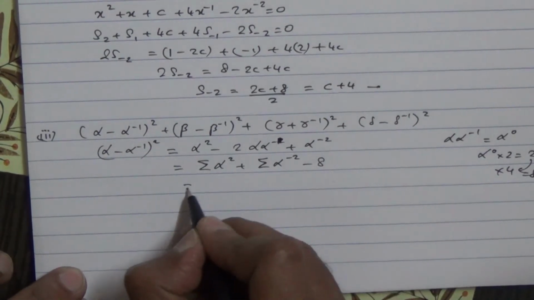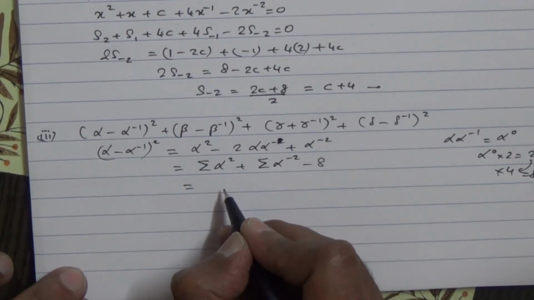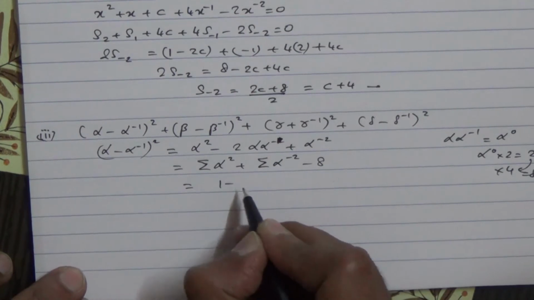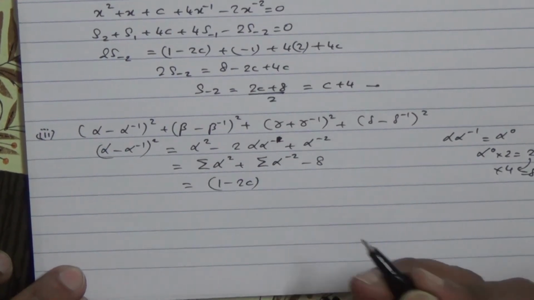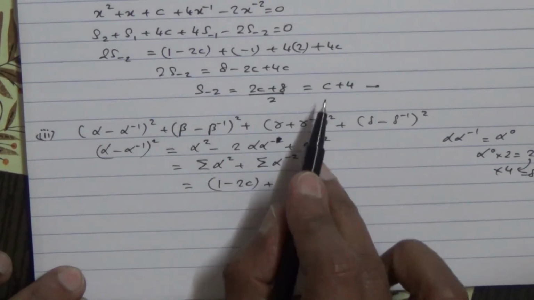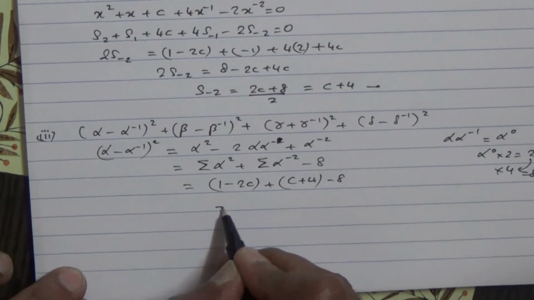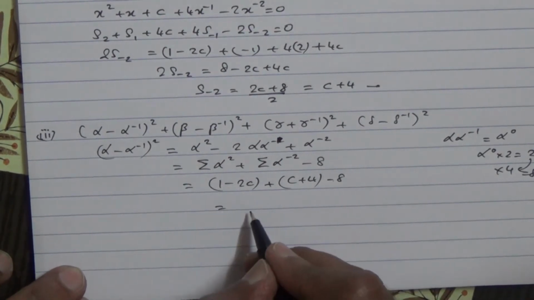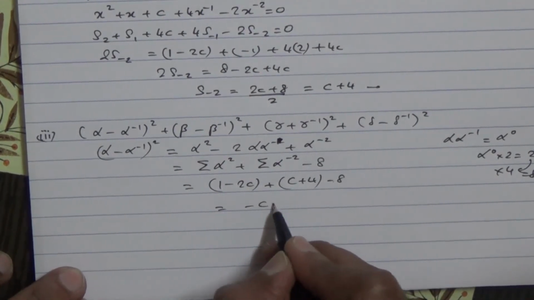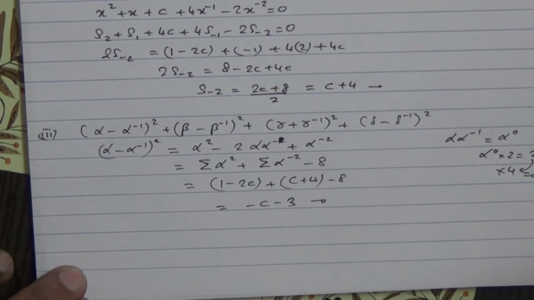From here, we know that this one was found earlier in the first part of the question, and it was found to be 1 minus 2c. And as for that one, we just found it to be s to the minus 2, which is c plus 4, and then minus the 8. If you add this up, you should be able to get minus c minus 3. And so this is the third part of the question.